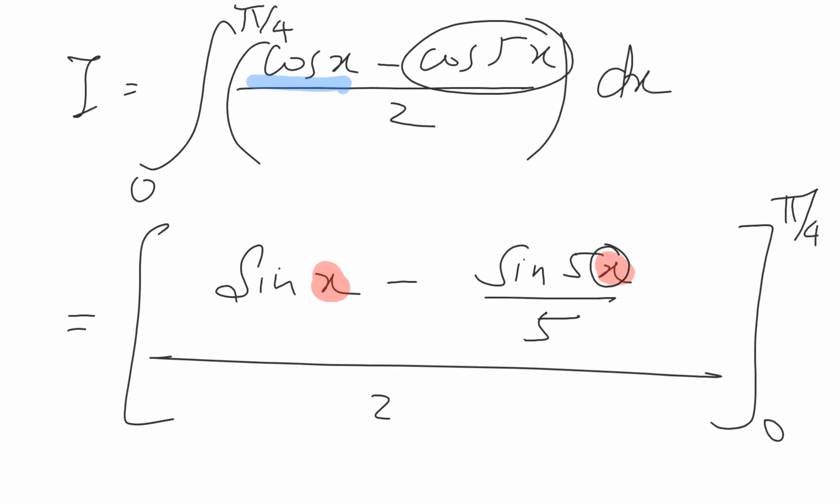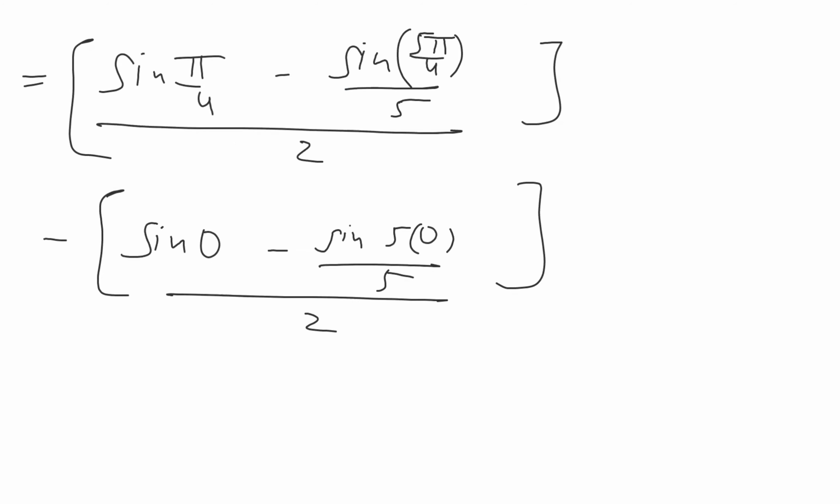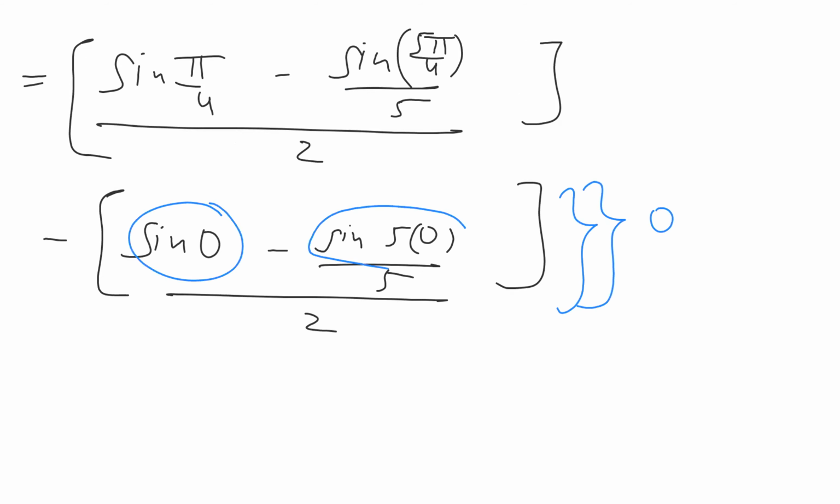Second box, x, in place of x, I'm just replacing 0. Guys, can you tell me what is the value of the second box altogether? 0. Correct. Because this is sin 0, which is 0. This also is sin 0, which is 0. So it will convert the entire box bracket into 0. Okay, the second box bracket.